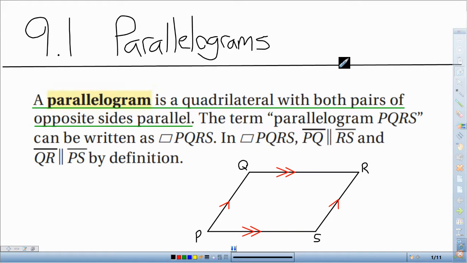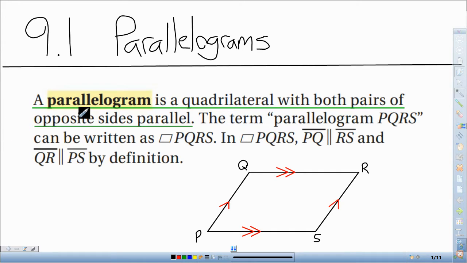Hey everybody. So we're getting into 9.1 today, looking at parallelograms. This first slide gives you the overall definition of it. Go ahead and copy this whole slide here, and then we'll get into it. First things first, what is a parallelogram?